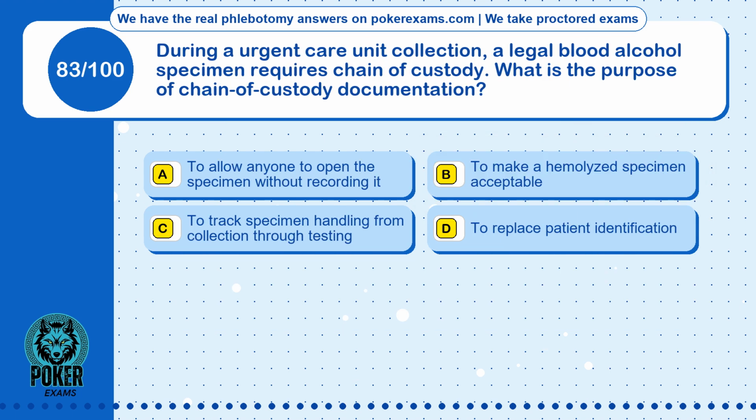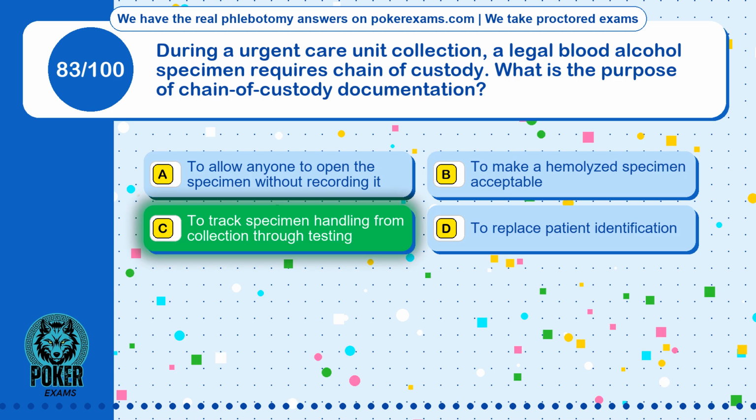Question 83. During a urgent care unit collection, a legal blood alcohol specimen requires chain of custody. What is the purpose of chain of custody documentation? Option A. To allow anyone to open the specimen without recording it. Option B. To make a hemolyzed specimen acceptable. Option C. To track specimen handling from collection through testing. Option D. To replace patient identification.